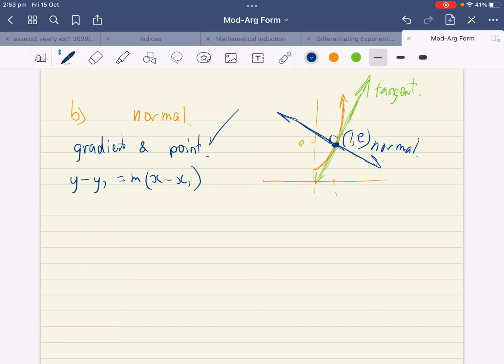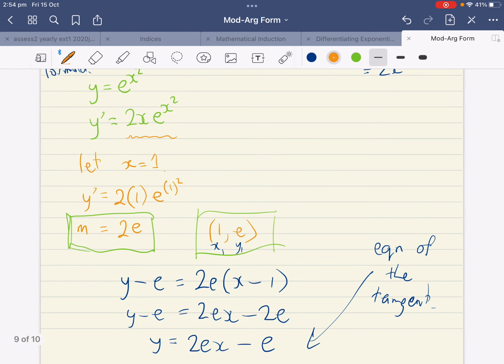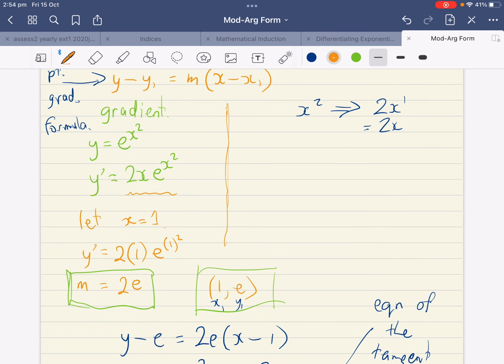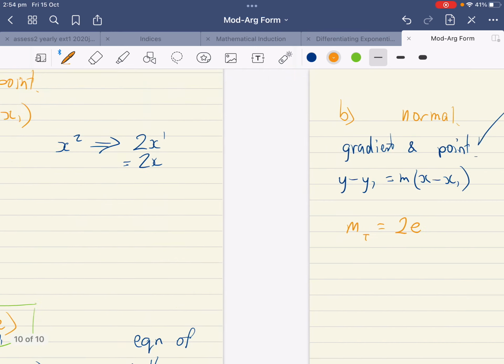This is actually going to be quite easy because we already have the gradient of the tangent. Let's put a little t there, just because there are two different gradients here: the gradient of the tangent and the gradient of the normal. The gradient of the tangent, we learnt from the previous question, we calculated using calculus, and it was 2e. Go back here where we found the gradient. We end up getting 2e. That's the gradient of the tangent.